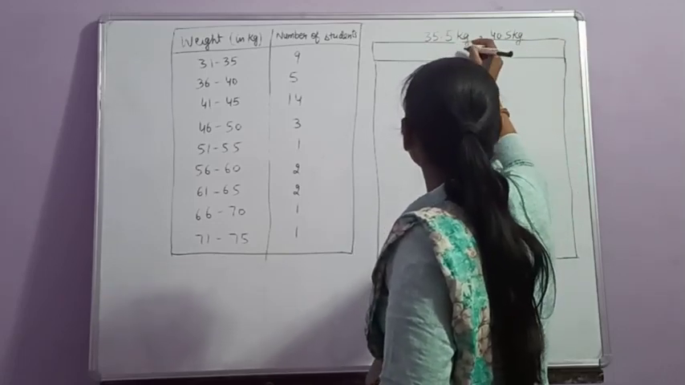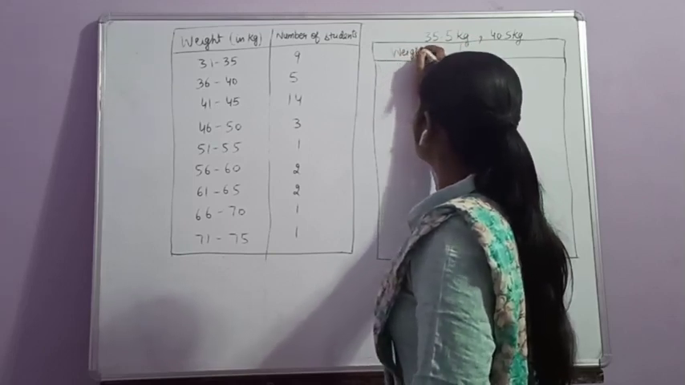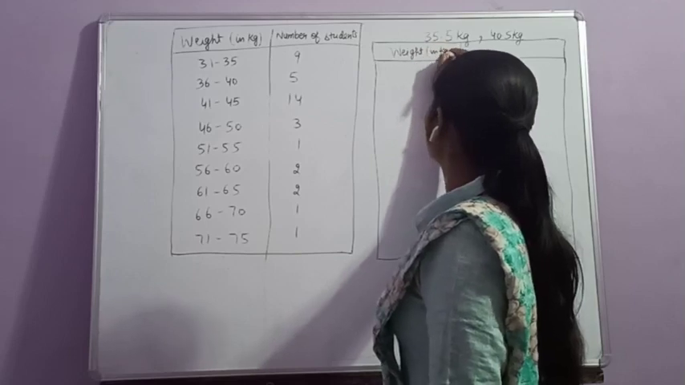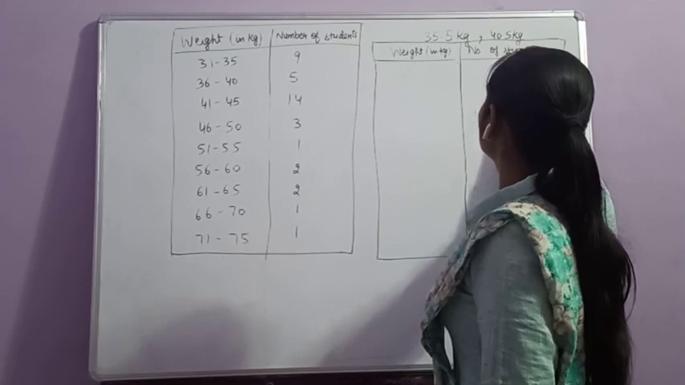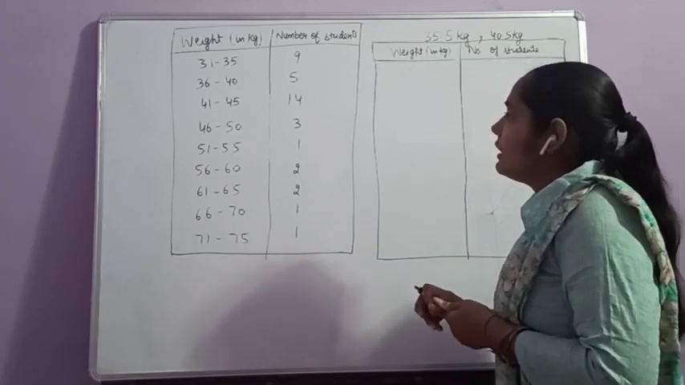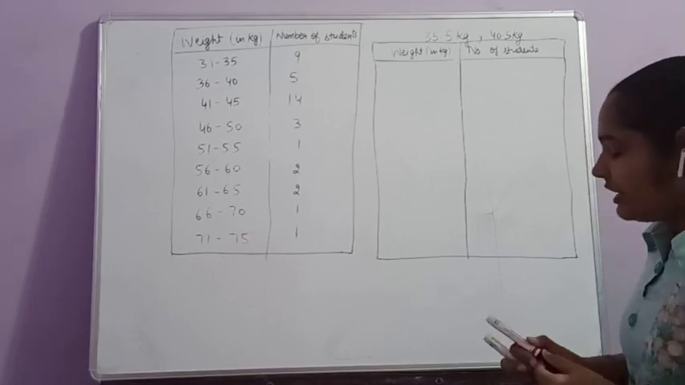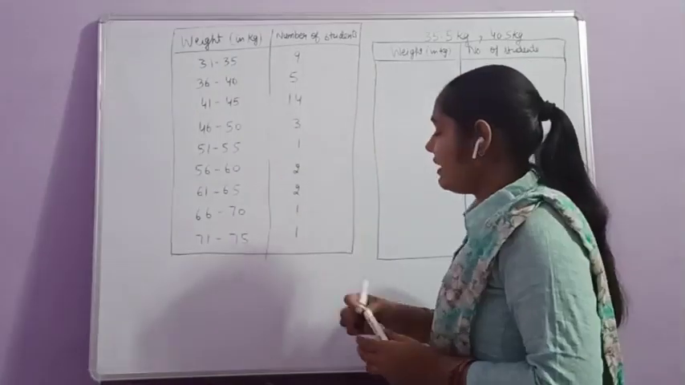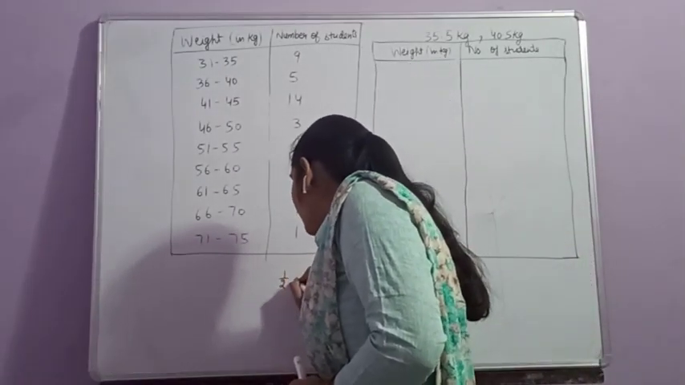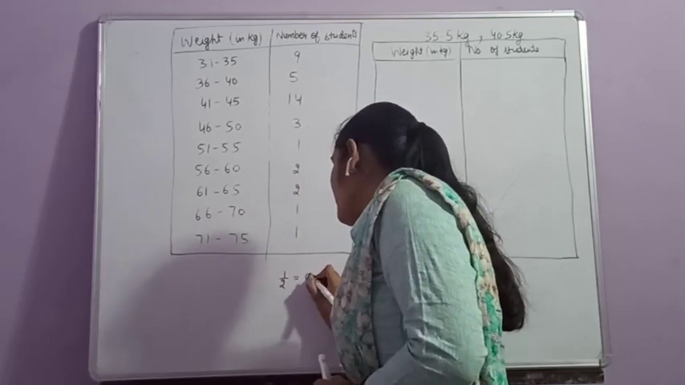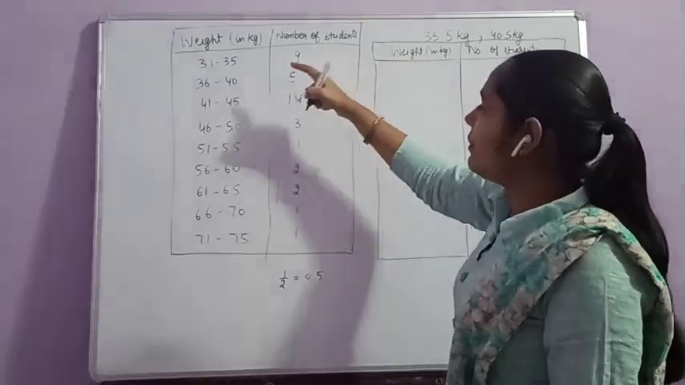That is weight in kg and number of students. First of all, we subtract 0.5 because the difference between 36 and 35 is 1, and half of 1 is equal to 0.5 here. So we subtract 0.5 from 31.